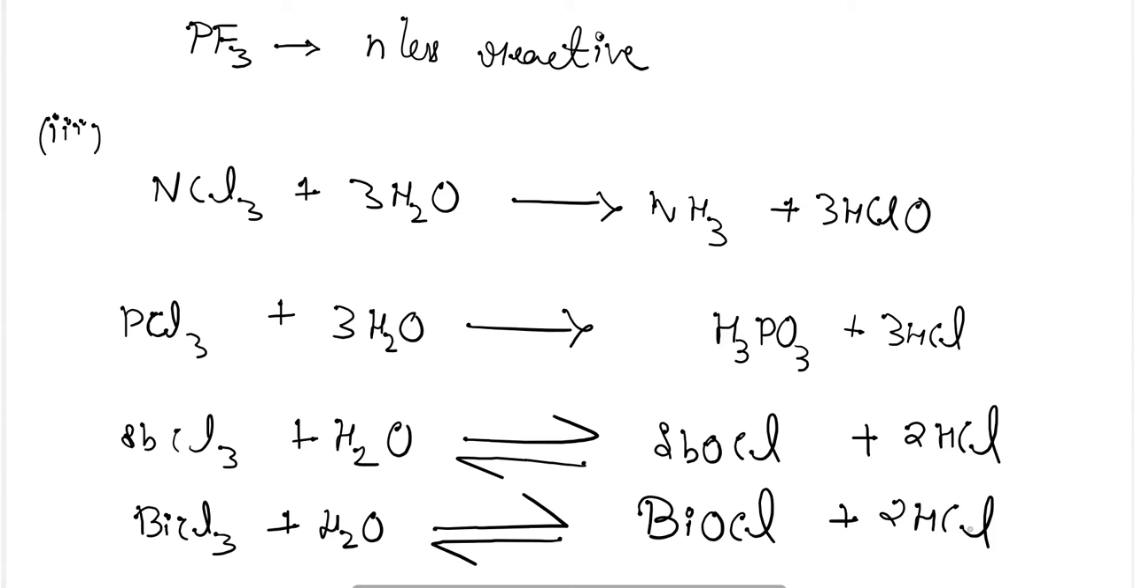According to Le Chatelier's principle, if a large amount of HCl is added in the last two reactions, that is the antimony trichloride and bismuth trichloride hydrolysis, then the reaction will shift towards the left. Let's move further and see the reactions of trifluorides and the conversion of trifluorides into pentafluorides.